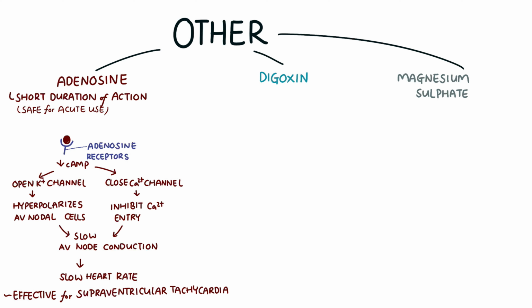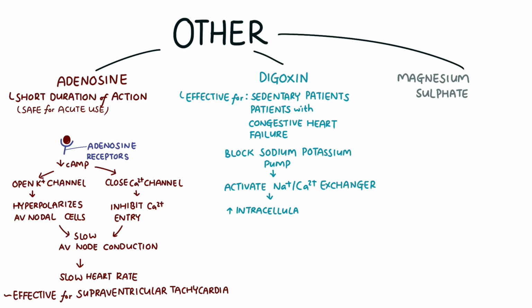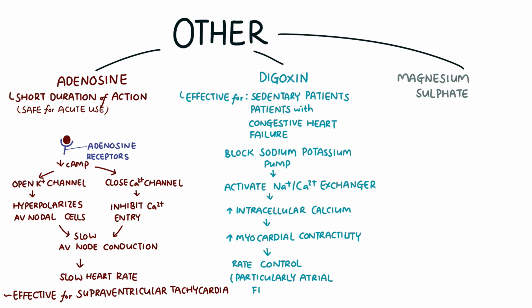Next, we have digoxin. This medication is effective for managing arrhythmias in sedentary patients with congestive heart failure. Digoxin works by blocking the sodium-potassium pump. This, in turn, activates the sodium-calcium exchanger, which leads to an increase in intracellular calcium. This leads to an increased myocardial contractility, which allows for rate control. It is particularly useful for atrial fibrillation.